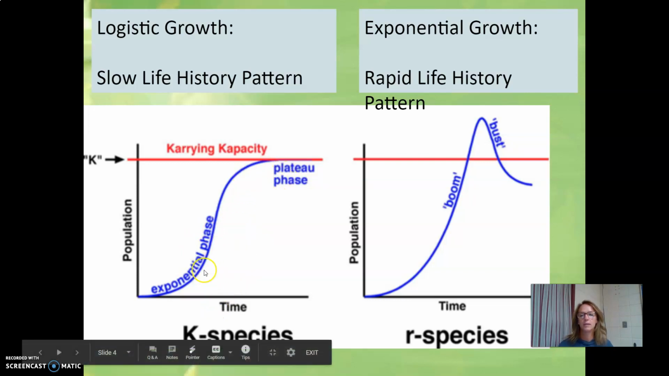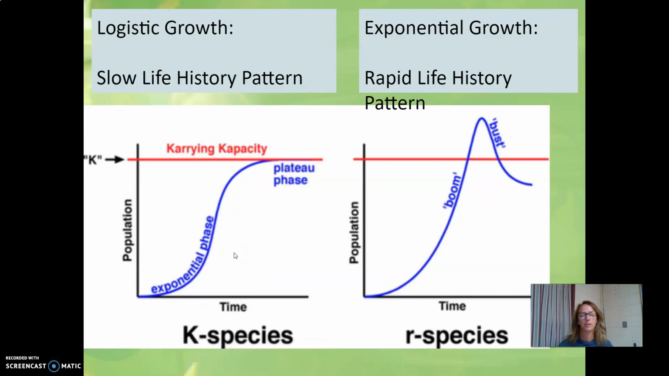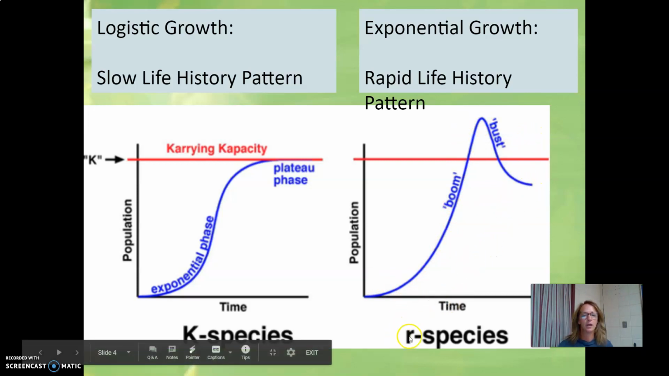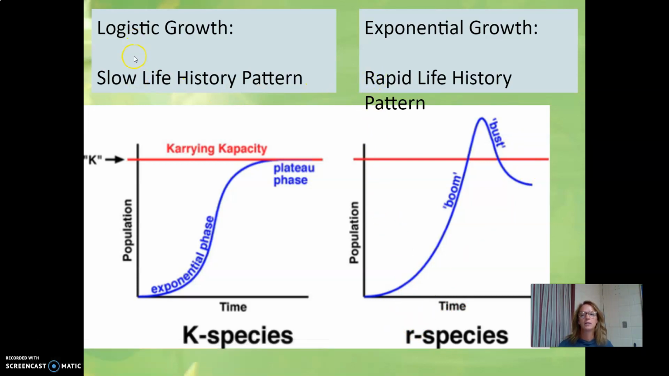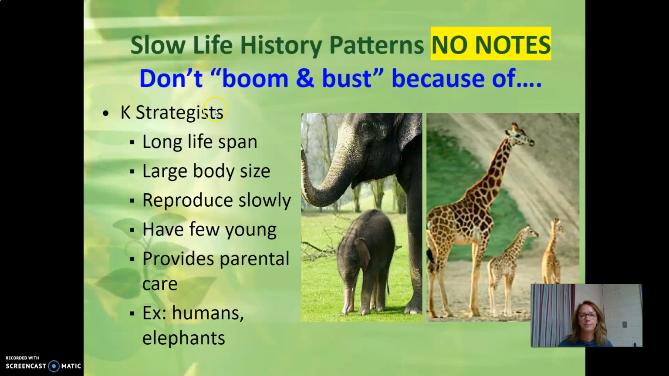We call those species that tend to grow like this K species. I'm not really sure why. And then the other type of population growth is where you have these exponential growths and then they bust, and then they'll exponentially grow again and then they'll bust. And we call the species that do that R species. So that makes sense to me. They have a rapid life history. The logistic ones have a slow life history. So what does that mean?